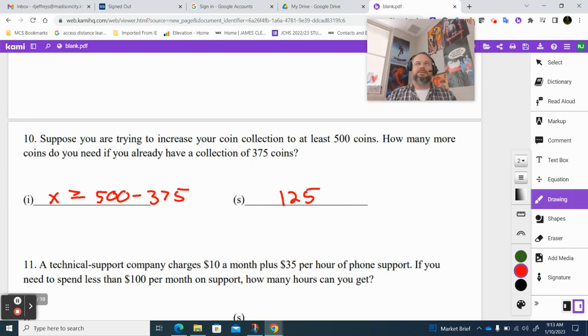Okay. See, 125 quarters. That would be $31.25. So that's pretty much almost like a quarter tank of gas.